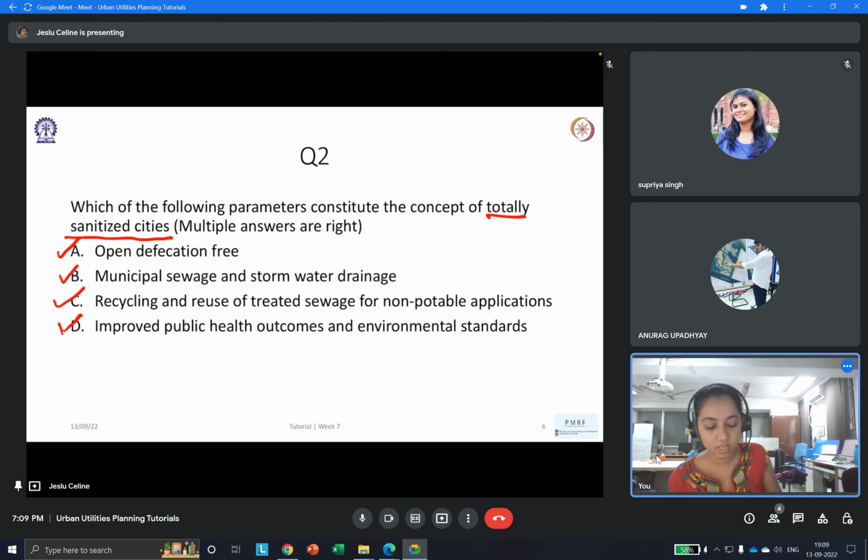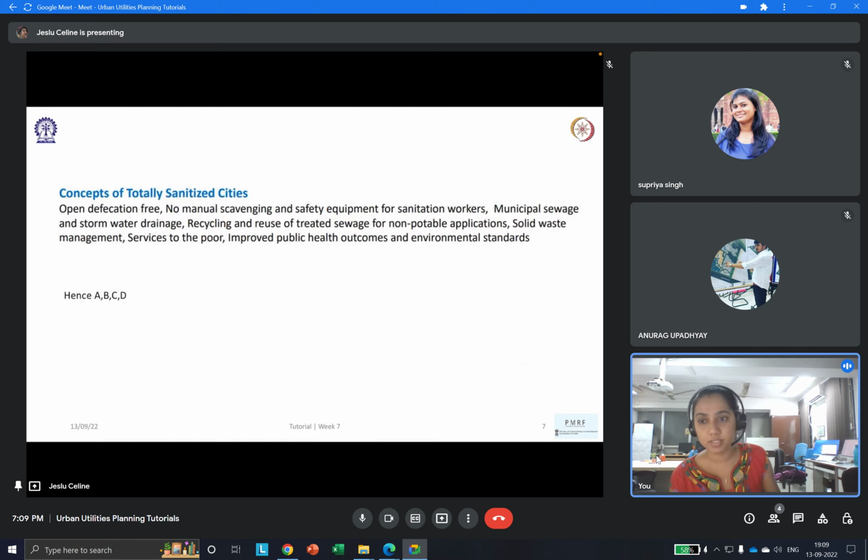So basically, we're talking about totally sanitized cities. All aspects need to be covered. So Anurag is absolutely right. This is what we discussed in our lecture on total sanitized cities, that it should be open defecation free. In addition to whatever was in the options, there are other factors such as no manual scavenging, and safety equipment for sanitation workers should also be maintained. So worker health and hygiene is also given importance in total sanitized cities.